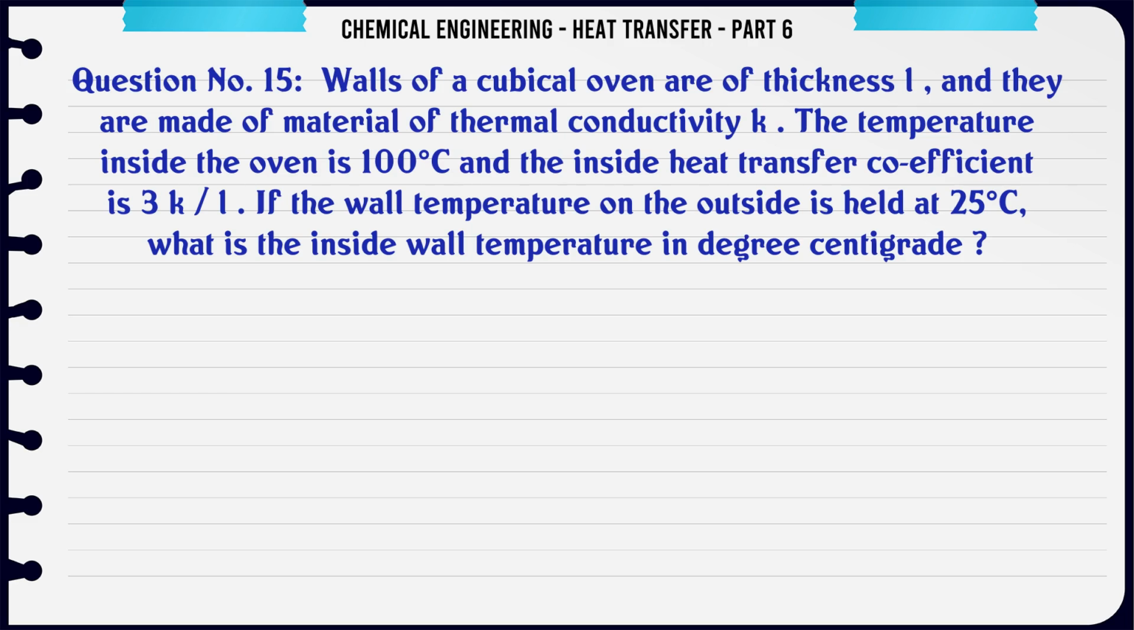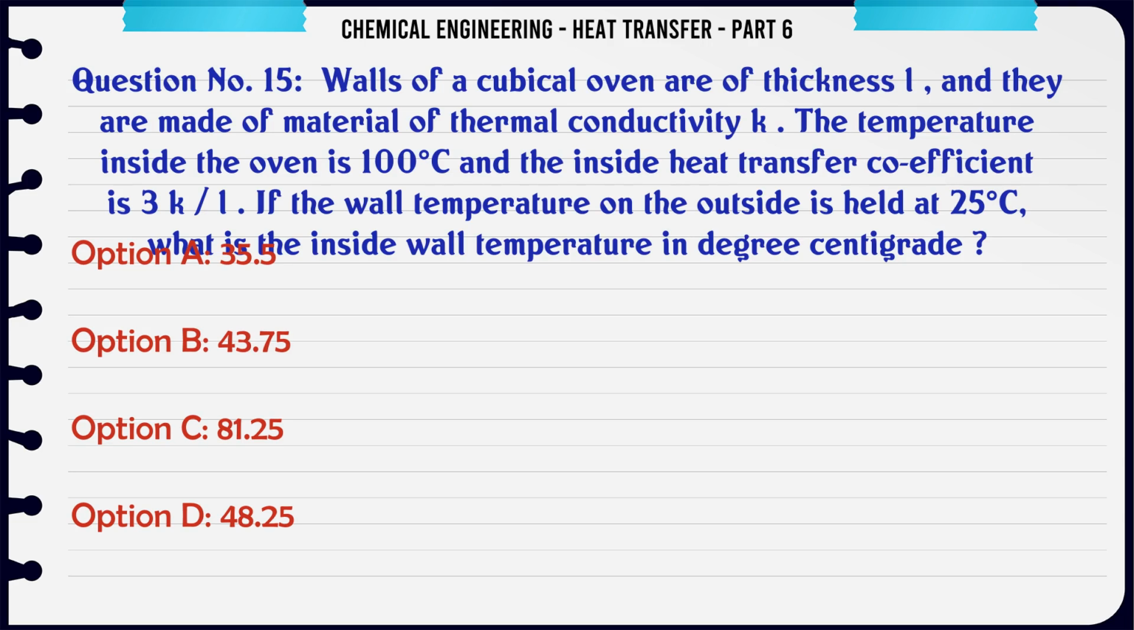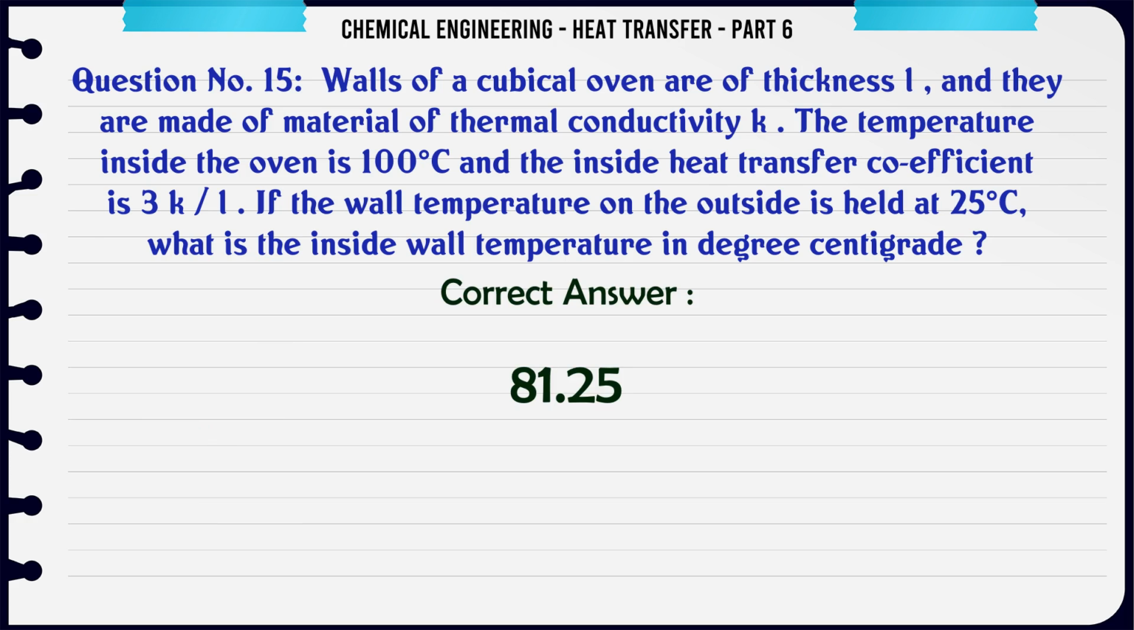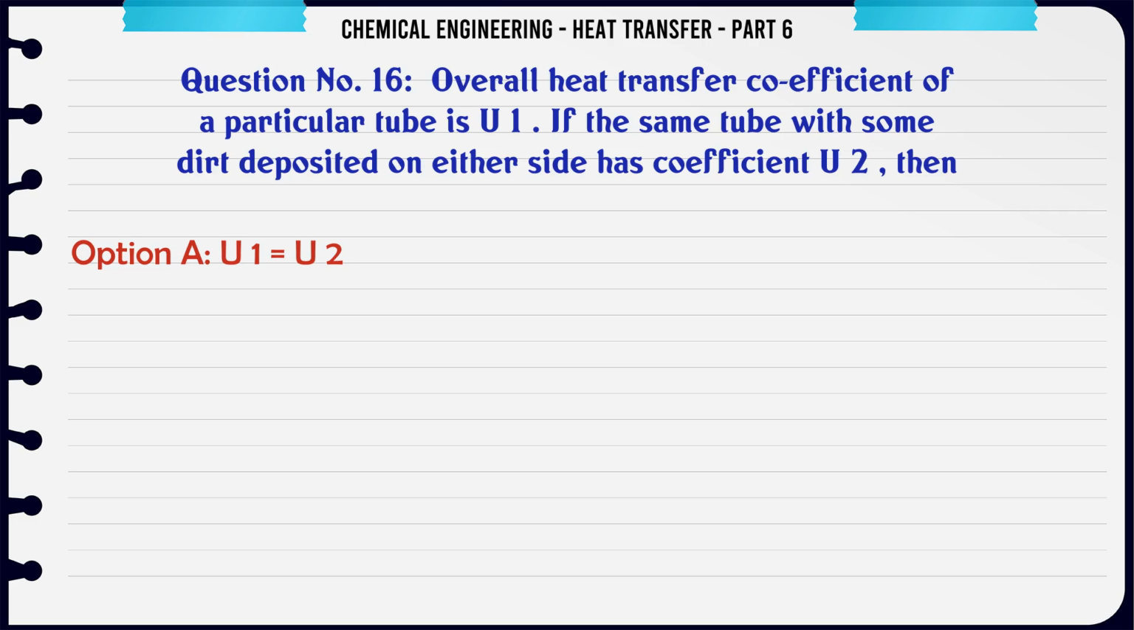Walls of a cubicle oven are of thickness L and they are made of material of thermal conductivity K. The temperature inside the oven is 100 C and the inside heat transfer coefficient is 3 K/L. If the wall temperature on the outside is held at 25 C, what is the inside wall temperature in degrees centigrade? A. 35.5. B. 43.75. C. 81.25. D. 48.25. The correct answer is 81.25.